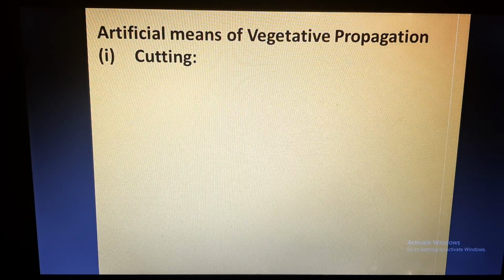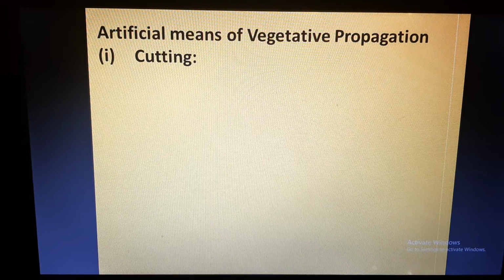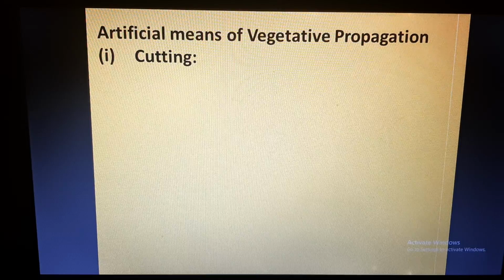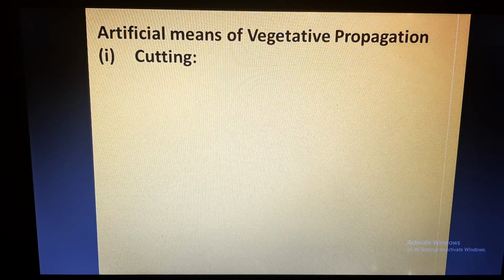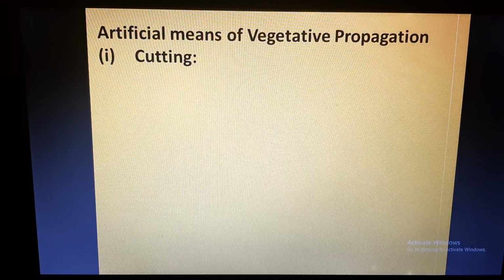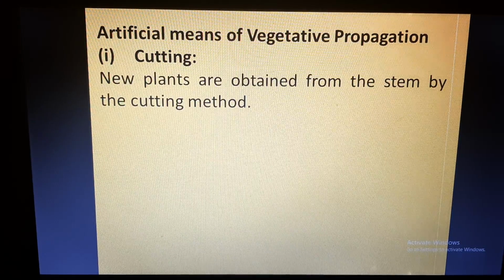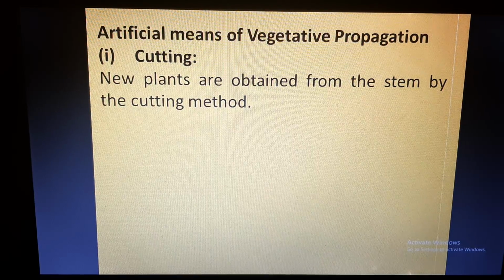So what is vegetative propagation? Vegetative propagation is a method through which a plant reproduces by using vegetative parts. And what are those vegetative parts? Stem, leaves, buds, vegetative buds, and roots. So first of all, cutting. Cutting is an artificial means of vegetative propagation.